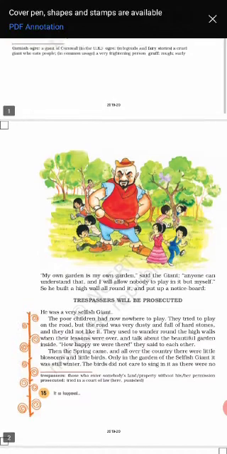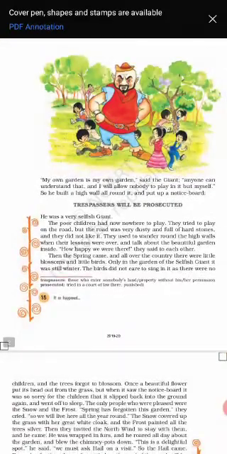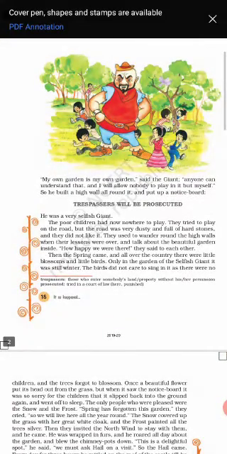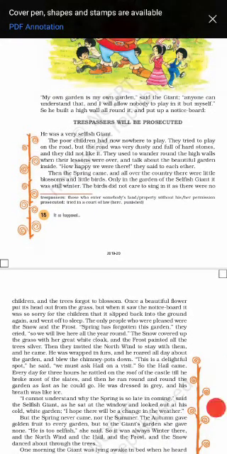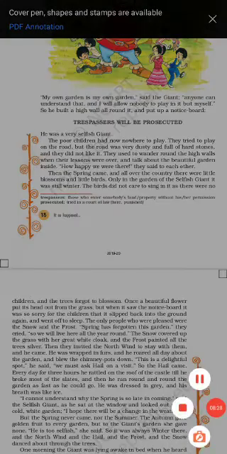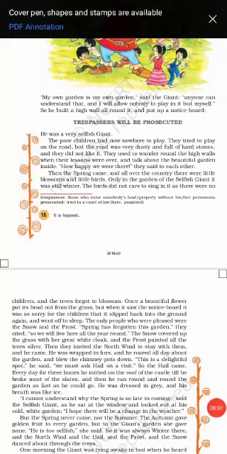Then what happened? The spring came, and all over the country there were little blossoms and little birds. Only in the garden of the selfish giant was it still winter. The spring season came, but in the giant's garden it was still winter. Birds were chirping in all parts of the country, but not a single bird chirped near the giant's garden, and the trees forgot to blossom.